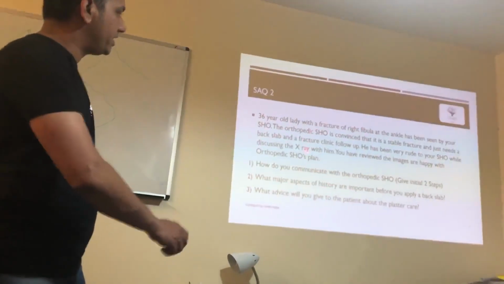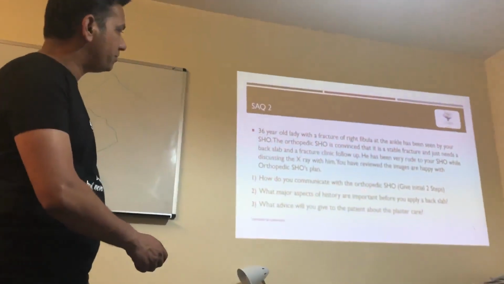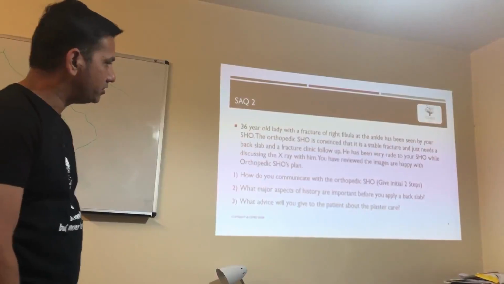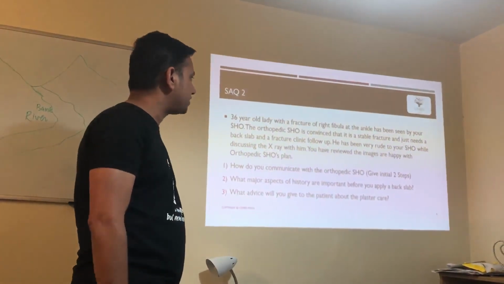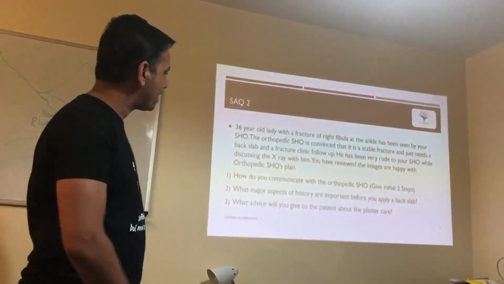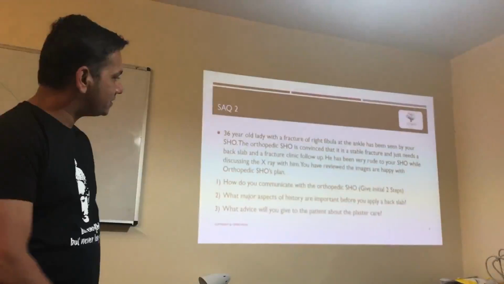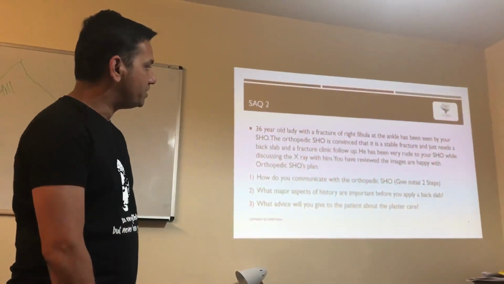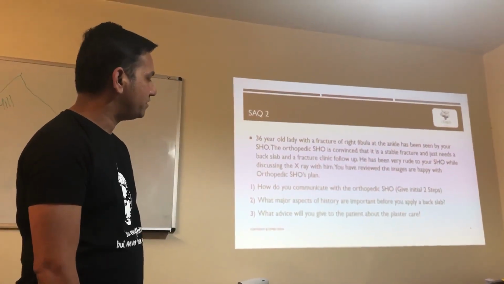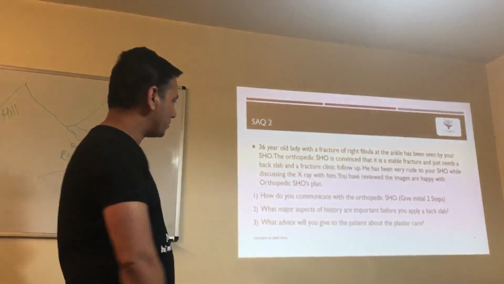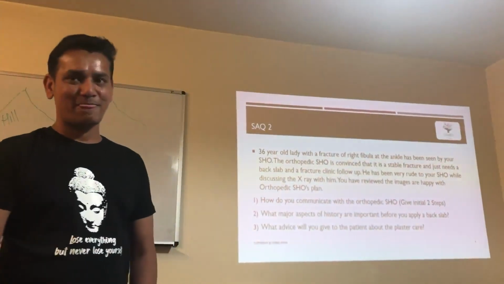So now this is communication. Okay? How do you communicate with the orthopedic SHO? What major aspects of history are important before you apply a back slab? What advice will you give to the patient about plaster care? A 36-year-old lady with a fracture of the right fibula at the ankle has been seen by your SHO. The orthopedic SHO is convinced that it is a stable fracture and just needs a back slab and fracture clinic follow-up. He has been very rude to your SHO while discussing the X-ray with him. You have reviewed the images and are happy with the orthopedic SHO's plan. So how do you communicate with the orthopedic SHO?